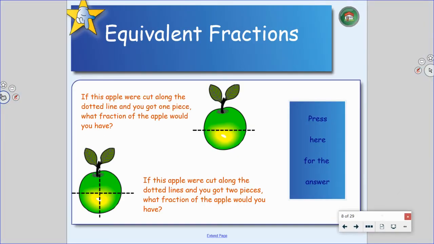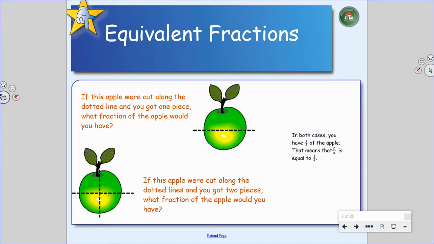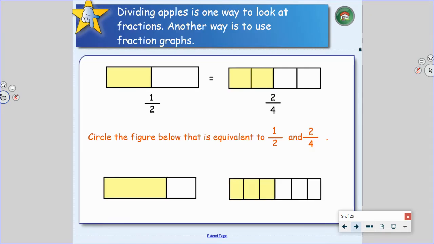Some basic review. Equivalent fractions, let's talk about it. If this apple were cut along the dotted line and you took one piece, what fraction of the apple would you have? Well, naturally, that would be 1/2. If the bottom apple were cut into the dotted lines and you took two pieces, what fraction of that would you have? Well, as you can imagine, it's the same amount of apple. It's just two different ways of representing, or should we say slicing it up. 1/2 is the same as 2/4, and your belly does not know the difference. That's what equivalent fractions mean.